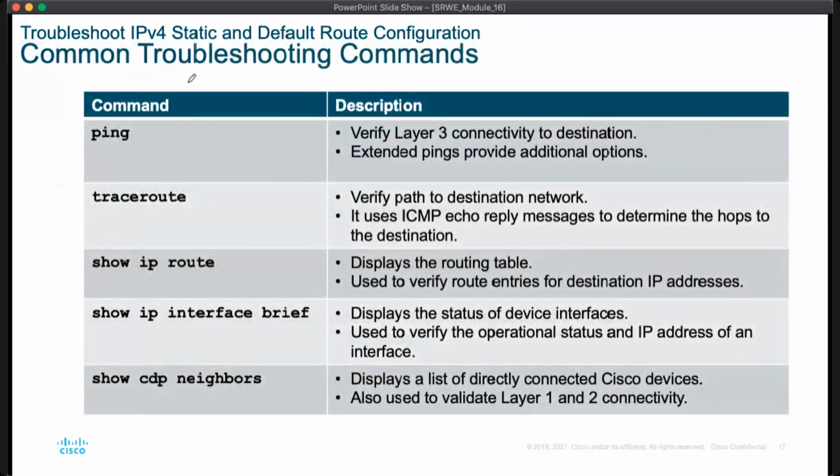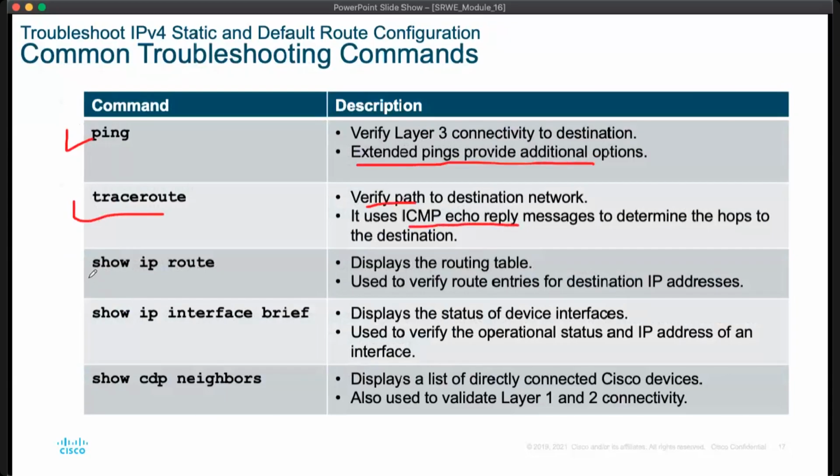Common troubleshooting commands. First, we use the command ping. Ping is a layer 3 test of connectivity to the destination. Extended ping provides additional options. Next we can use traceroute. This will verify the path to the destination network. It uses ICMP echo reply messages to determine the hops to the destination.